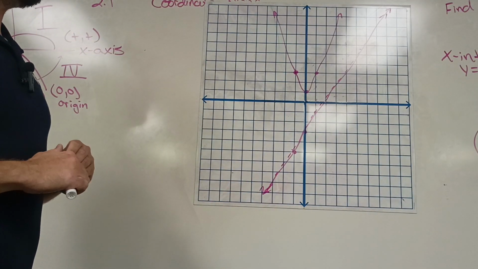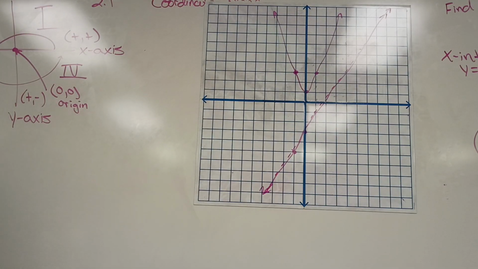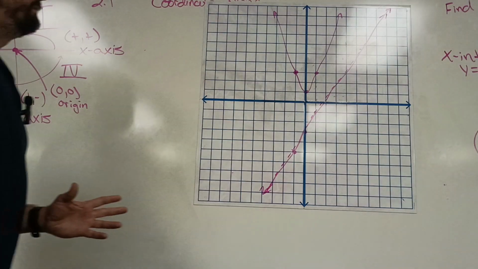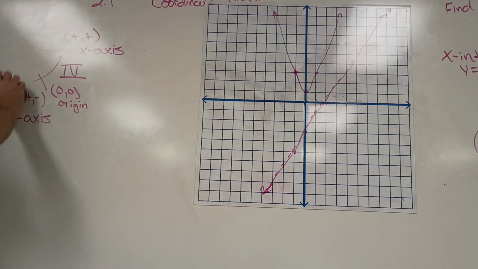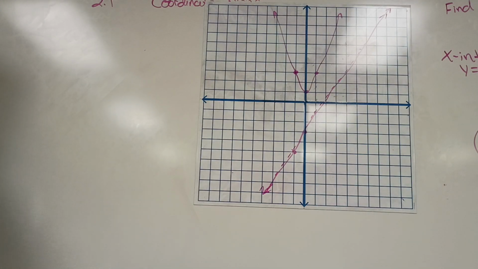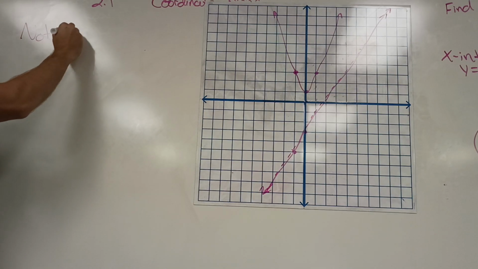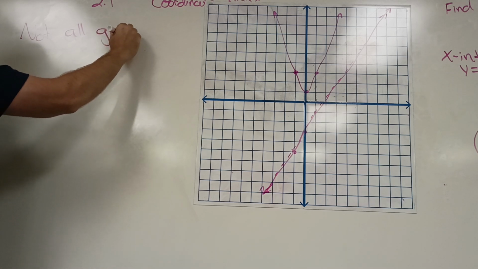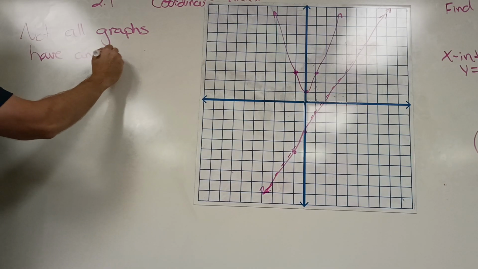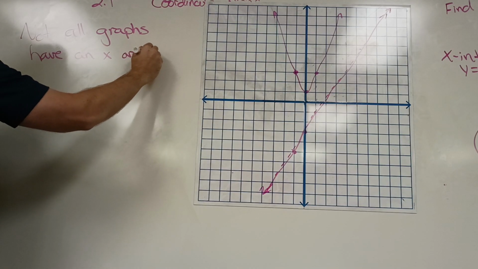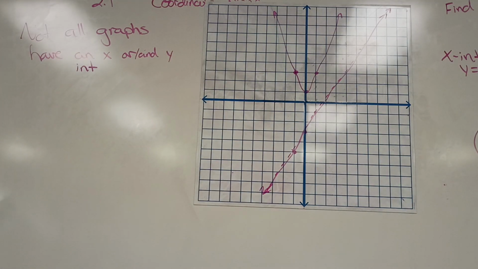All right, so will everything we ever do have an x and a y-intercept? Like, will every graph we look at this year have an x and a y? What do you guys think? No. Not all graphs have an x and or, I wrote that the wrong way, y-intercept. Some have neither, right? Some graphs will have none.